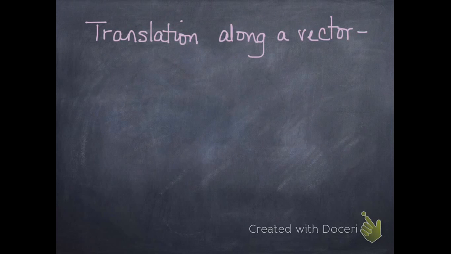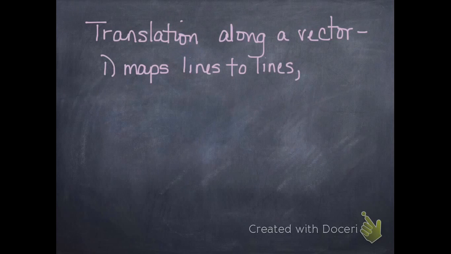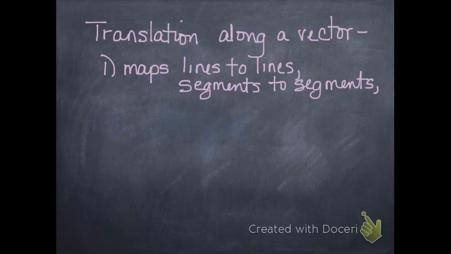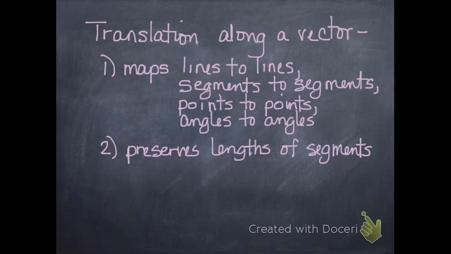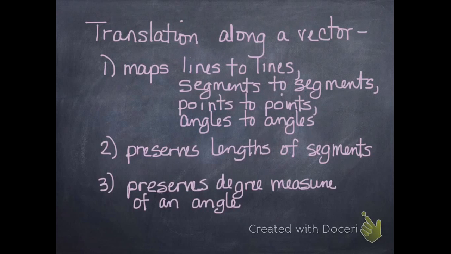Okay, so let's just walk through it again. Some of the properties of translations along a vector would be that it maps lines to lines, segments to segments, points to points, and angles to angles. And in addition to that, the lengths of the segments are preserved. They're the same. The image is the same as the original. And the angle measures are preserved, with the image being the same angle measure as the original.